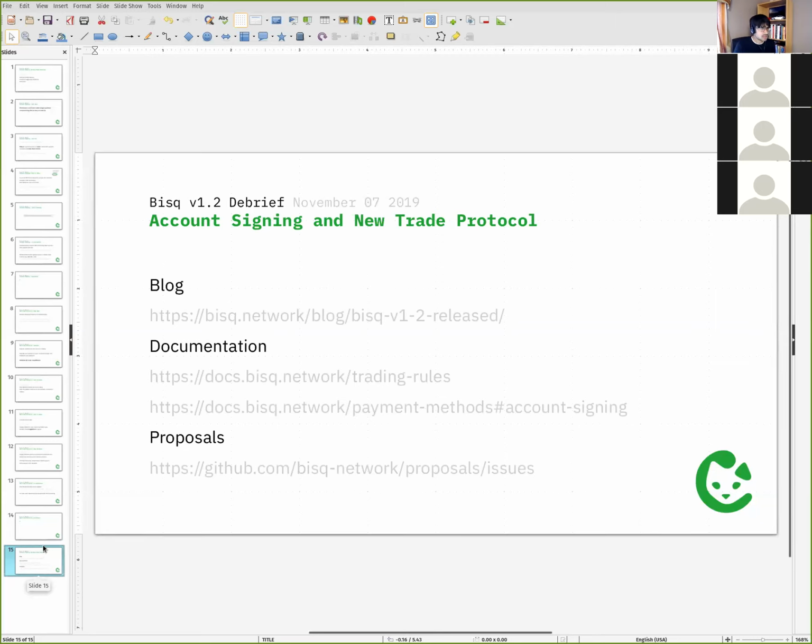I've also included links here to the documentation on the 2 big items we talked about today, account signing and dispute resolution for the new trade protocol. And the summary of both items is on the blog at the link on the top.